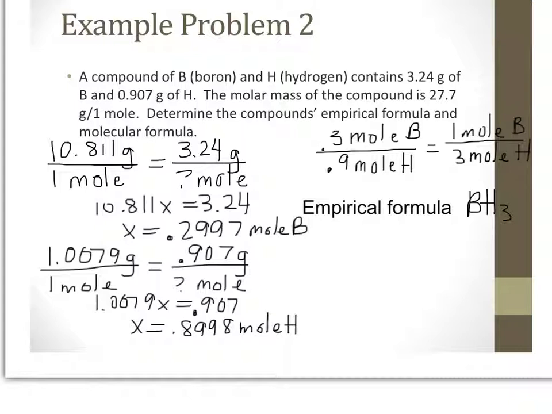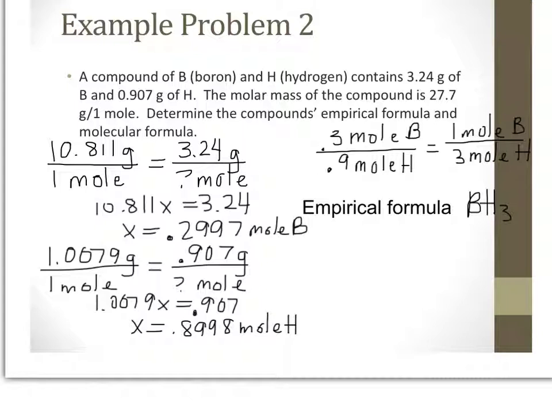But I want to figure out what the molecular formula is. If I just take 1 boron and 3 hydrogens and add them up, that would give me a molar mass of around 13 or 14. But it says that the molar mass of this compound is actually 27.7 grams for 1 mole. So I've got to come up with a factor that I can multiply both the implied 1 subscript for the boron and the 3 here, something I can multiply those both by to get a formula that has a molar mass of 27.7 grams.